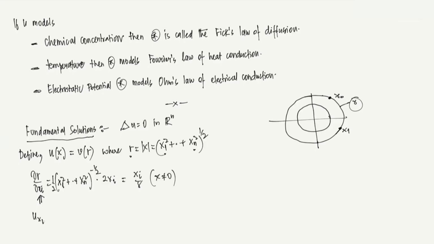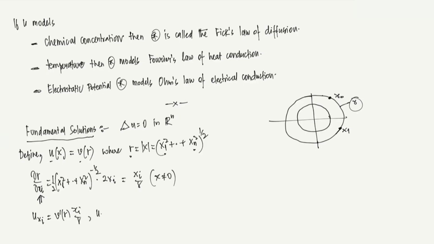Now what about u_xi? u_xi will look like this. It is basically the chain rule. u is a function of v, so u_xi is the derivative of v with respect to r, that is dv by dr, and then I have to take the derivative of r with respect to xi, so it is del r by del xi. So that is your chain rule. Written out, it is the derivative of v with respect to r times xi by r. I hope this is clear.